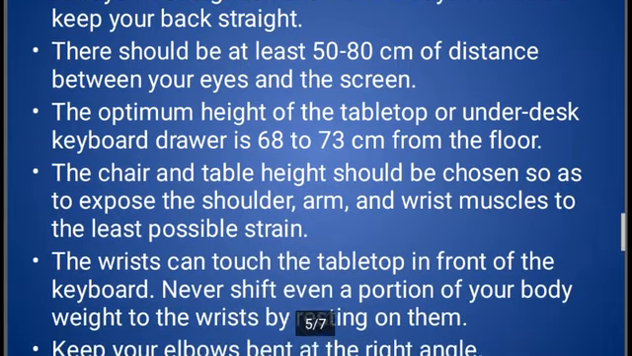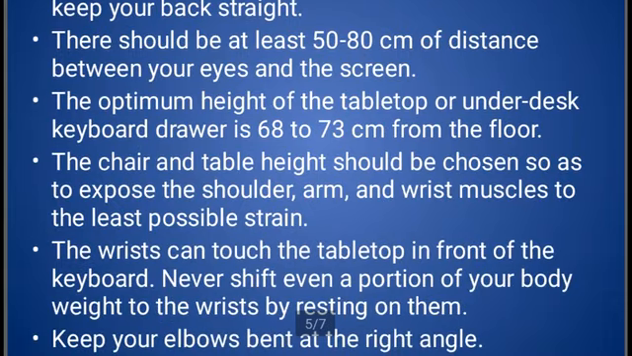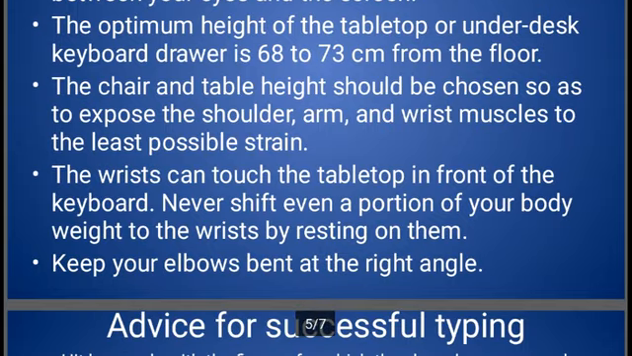The next thing is that the chair and the table height should be chosen so as to expose the shoulder, arm and wrist muscles to the least possible strain. So no extra pressure on our body, and our backbone must be straight. The wrist can touch the tabletop in front of the keyboard. Never put even a portion of your body weight on the wrist by resting on it. Keep your elbows bent at a right angle.